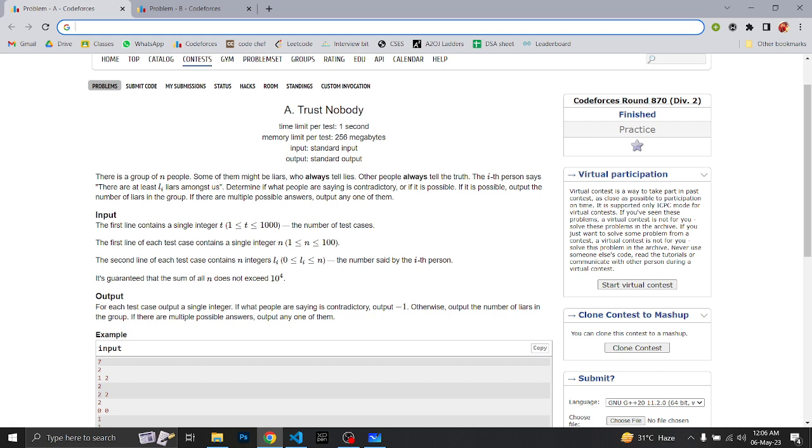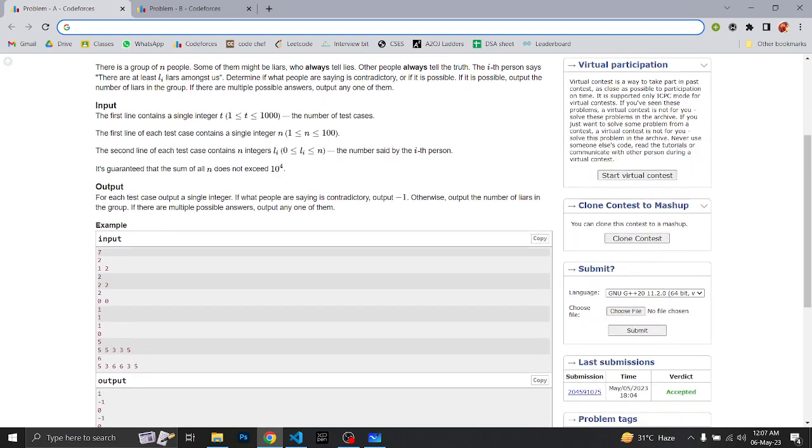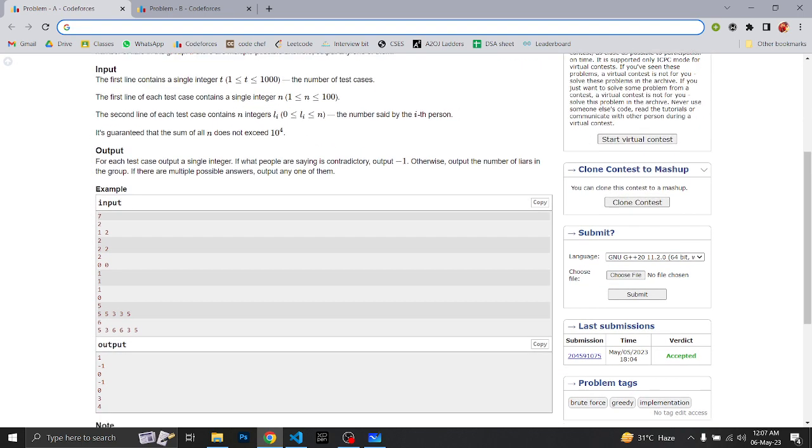Today we're going to discuss Codeforces Round 870's problem statement A, which is Trust Nobody. In this question we have n people; they either lie or tell the truth, and each says how many people at least are present in the group who are lying. So we have to find exactly how many people in that group are lying. This is a question of brute force.